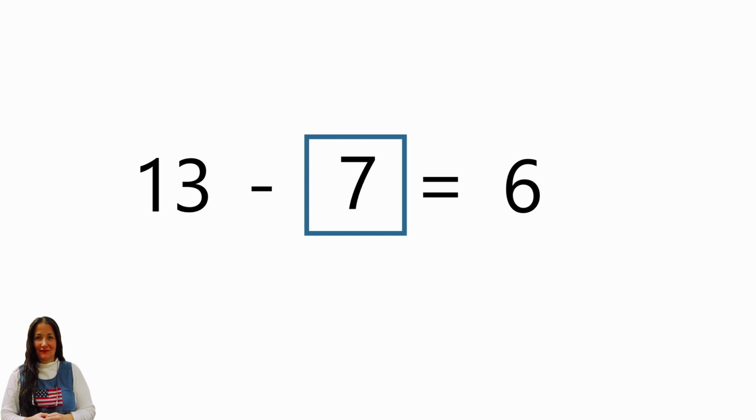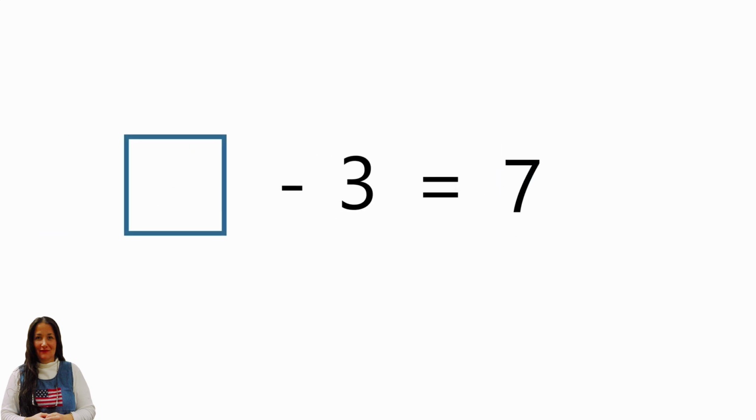13 minus 7 equals 6. 13 minus 6 equals 7. Or we could have went 7 plus 6 equals 13. Blank minus 3 equals 7. 10 minus 3 equals 7. Or we could have went 3 plus 7 equals 10.